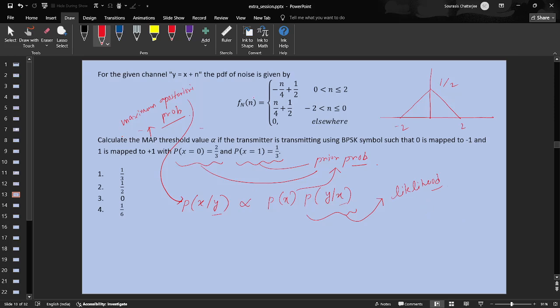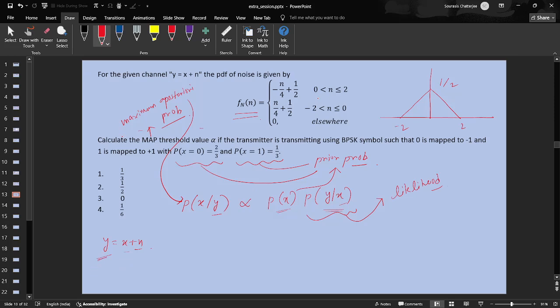The probability of noise is given, and y is x plus n. The only unknown part for us now is the likelihood, because the prior is already given to us. Likelihood is something we need to calculate. Whenever I say it's conditioned on x, or probability of y given x, that means x is kind of deterministic.